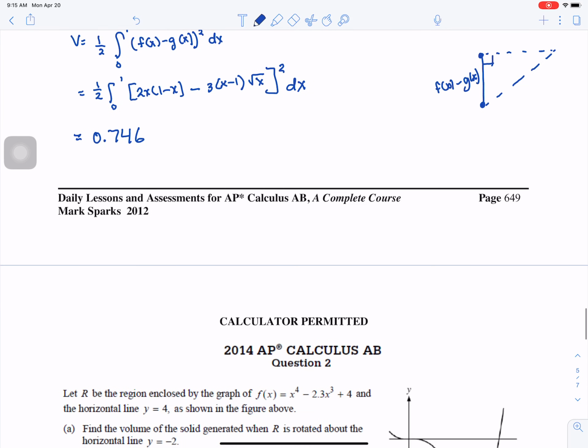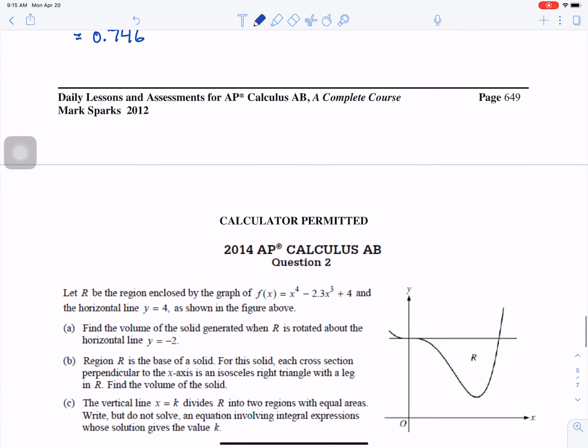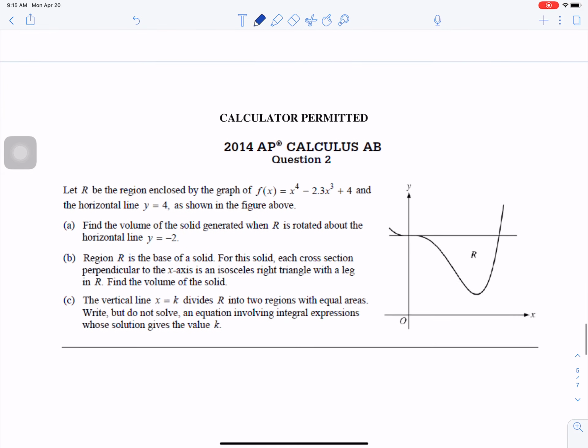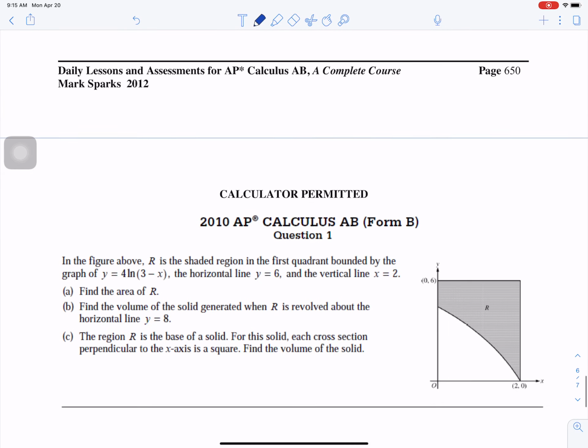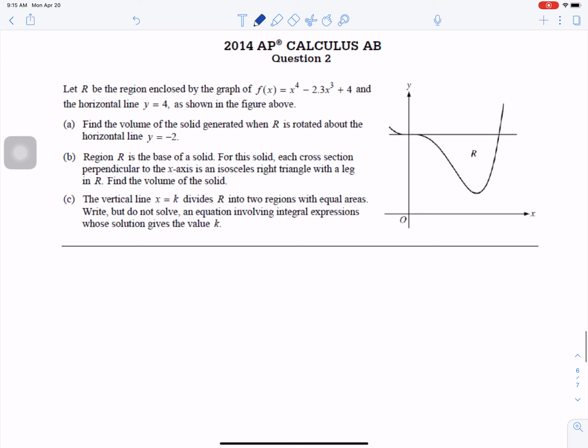Now again, as you're preparing for the AP exam, we can see that in Mark's lesson here, he posted a couple of AP questions. There's a 2014 one where there's a volume, and there's a 2010 one where there's a volume. So we can go ahead and practice these two. Now we're going to pause on this because there is a section in here that we haven't covered yet. We're taking the volume of a solid generated when R is rotated about the horizontal line. We haven't actually covered that portion yet, so you may have to pause on that.